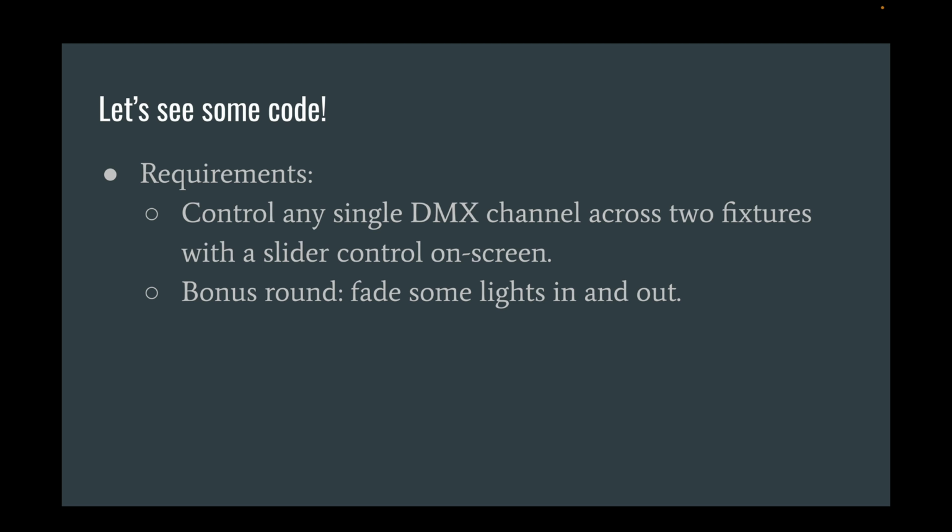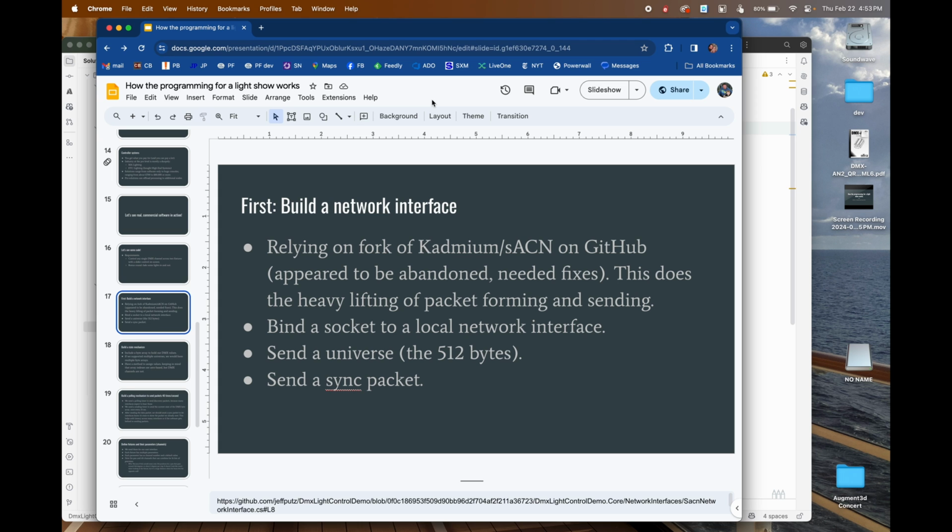All right, let's see some actual code. Let's see how we control DMX with our own software. Now, I'm using C#. You could use literally any language that can output to some kind of network interface. The concepts are the same regardless of the syntax that you're going to see. So we're going to set up a couple of requirements. First, we just want to control any single DMX channel across two fixtures with a slider control on the screen. That's it. Then bonus round, we'll fade some lights in and out in an automated way. That'll be fun. All right, let's get to the actual code here.